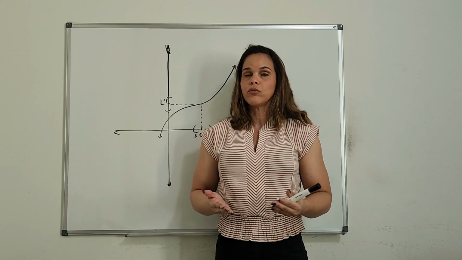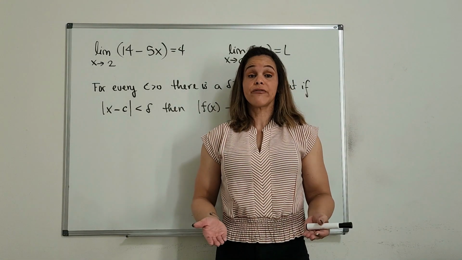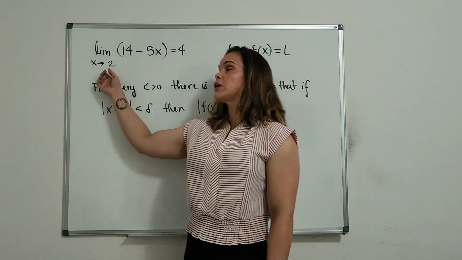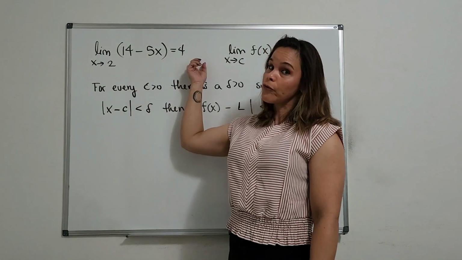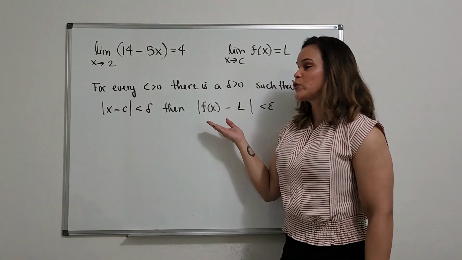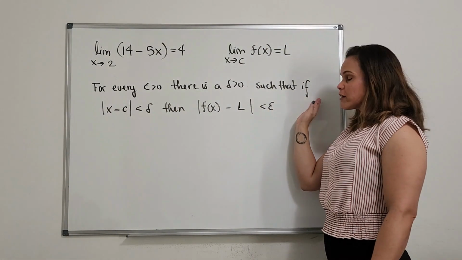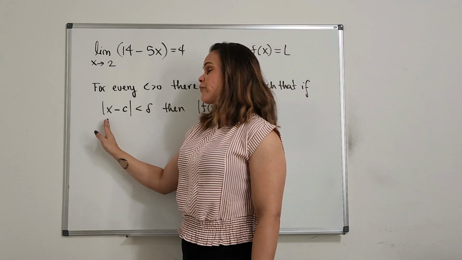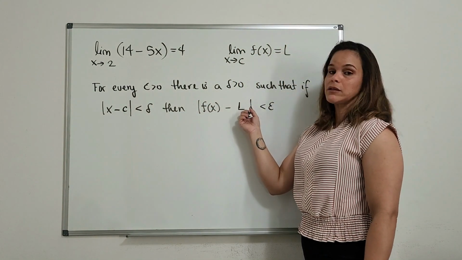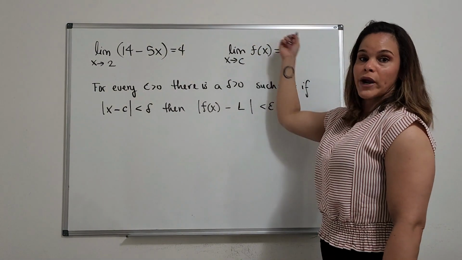Now let's see an example where we can find a delta for a certain epsilon. When do we use the epsilon delta definition? When we need to prove a limit. So if we need to prove that the limit as x approaches 2 of 14 minus 5x equals 4, then I'm going to suggest as a first step to use the sentence of the definition, which is that for every epsilon greater than 0, there is a delta greater than 0 such that if the distance between x and c, the absolute value of x minus c, is less than delta, then the absolute value of f of x minus the limit is going to be less than epsilon. And I'm basing this on the formal way that we write the limit.